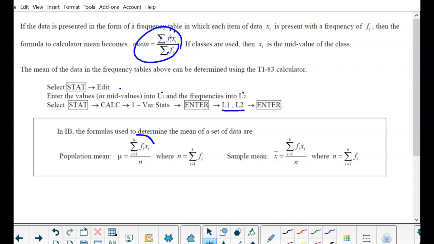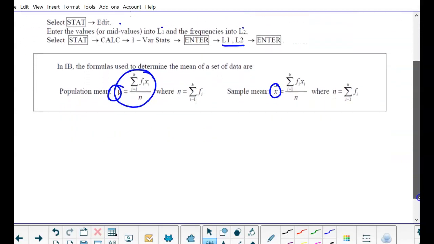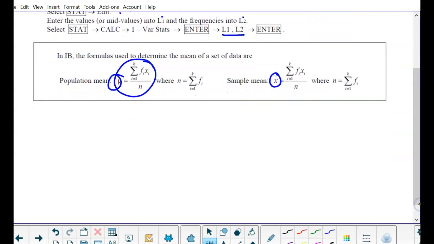So there is the IB, right? Only thing different here is this and this. And again, don't worry about what symbol. Either one is fine. Okay, so let's do a couple more practice here.